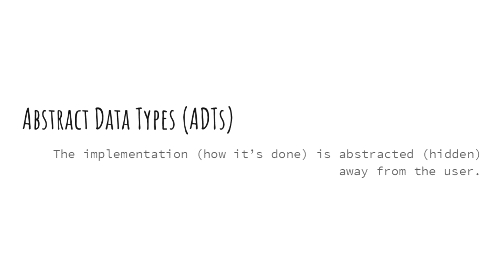These are data types that have their implementation abstracted away from the user. Just like how I don't need to know how an ATM runs, I don't need to know how the ADT is implemented. I just know what operations the contract says they'll deliver.